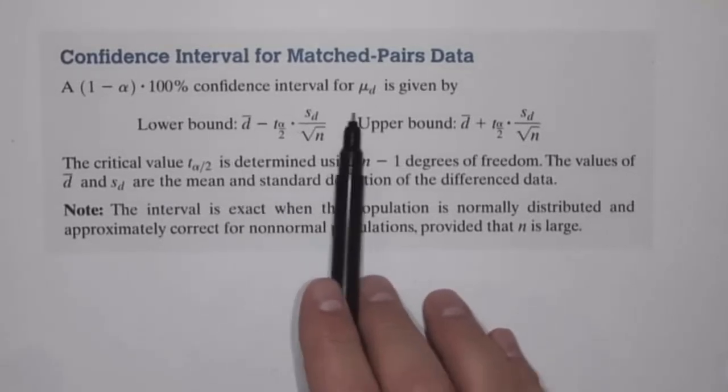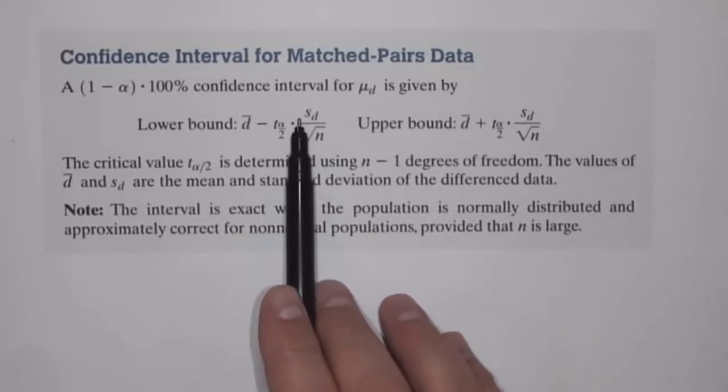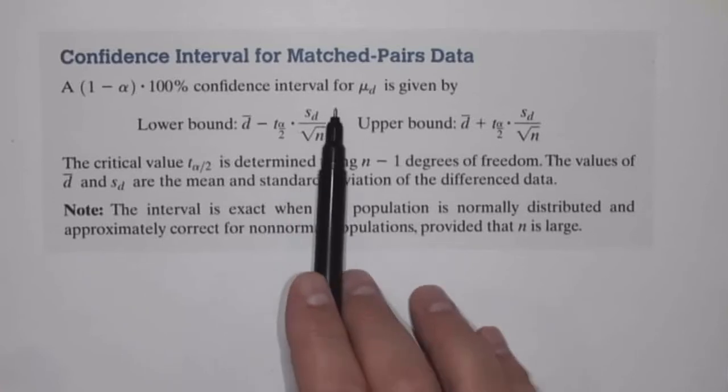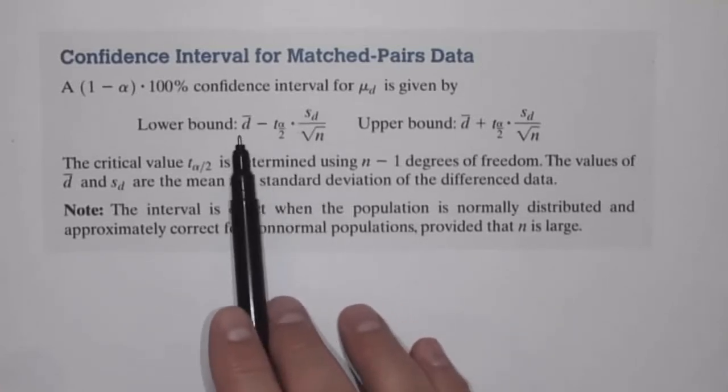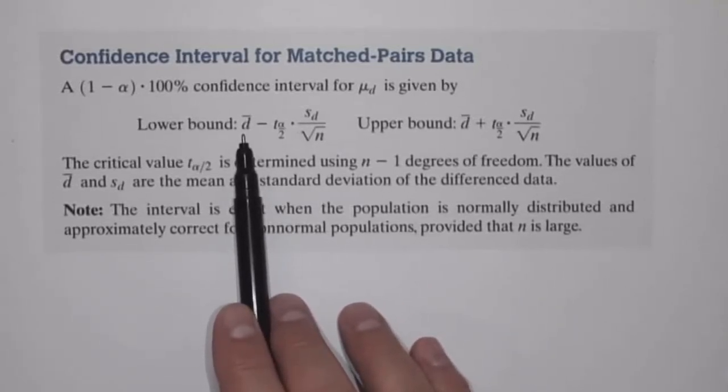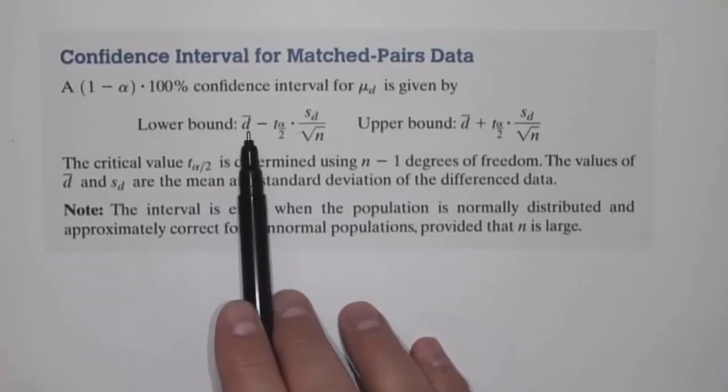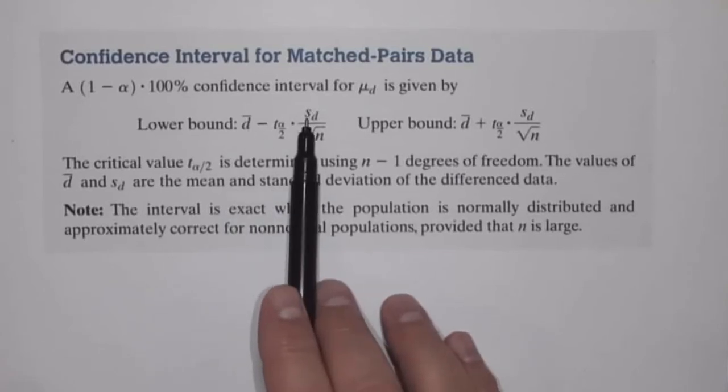So what we have here, this t sub alpha over 2 times s sub d over the square root of n, that's our margin of error. So what we're going to do is find the differences between each pair of data, and find the mean of those. That's d bar. So that is the mean of the differences between the two data values. S sub d is the standard deviation of those differences.